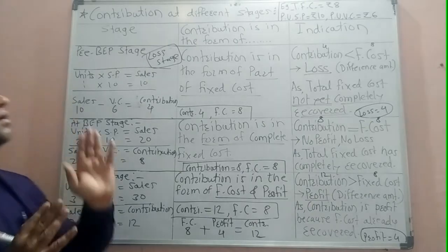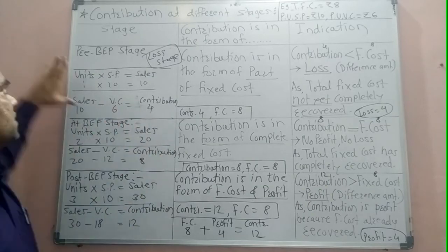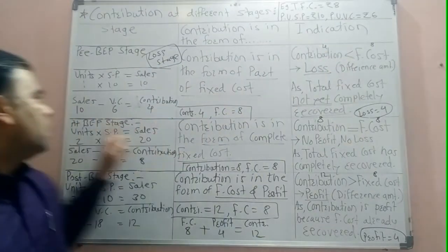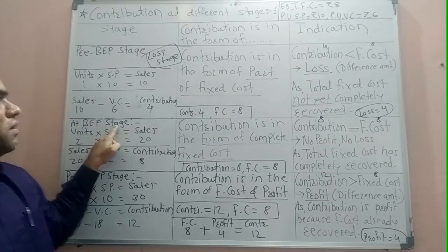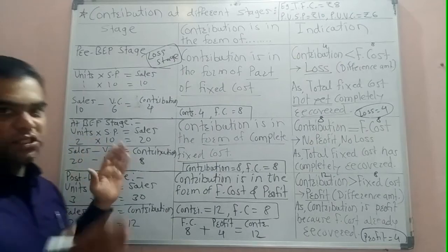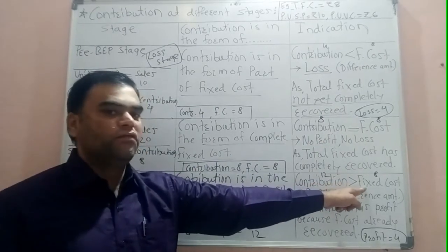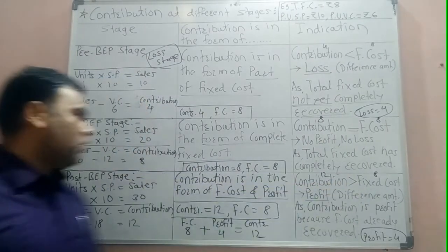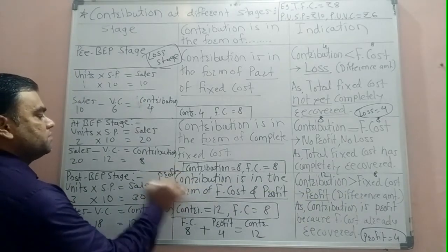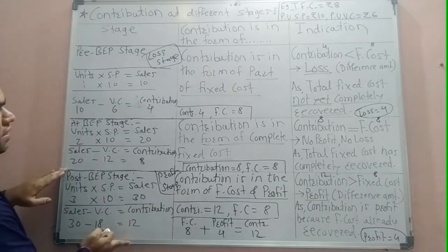What will be the correlation between contribution and fixed cost at different stages? At pre-BEP stage, there will be loss because contribution is smaller than fixed cost. At BEP stage, contribution will be equal to total fixed cost. There is no profit, no loss. That's why this stage is called BEP stage. At post BEP stage, contribution is greater than fixed cost. That's why there is a profit. So post BEP stage is the profit stage. First stage, loss stage, then no profit, no loss stage, then profit stage.